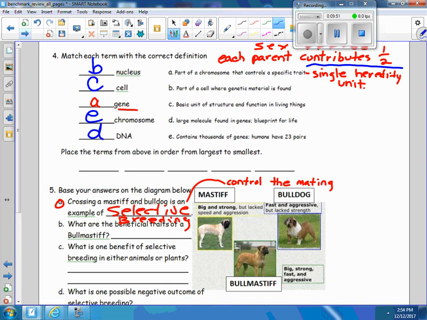Place them in order from largest to smallest. What goes the largest? Cell. What's a little bit smaller than a cell? Nucleus, that houses all the what? Chromosomes, good. Then the gene, and then the DNA. Good job. This diagram underneath is showing us crossbreeding, or another word for selective breeding.